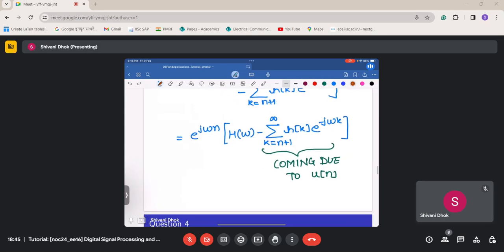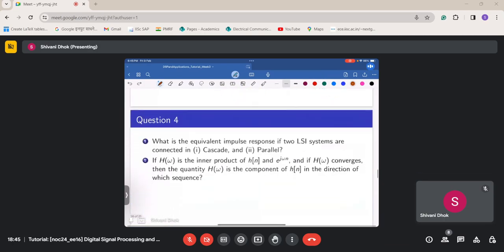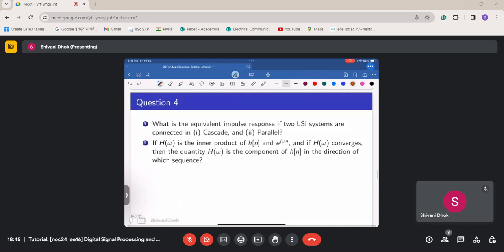Okay. If there are no other questions, let's start with the fourth question. So this is a simpler one. What is the equivalent impulse response if two LSI systems are connected, one in cascade and two in parallel? Then let's do this one first.